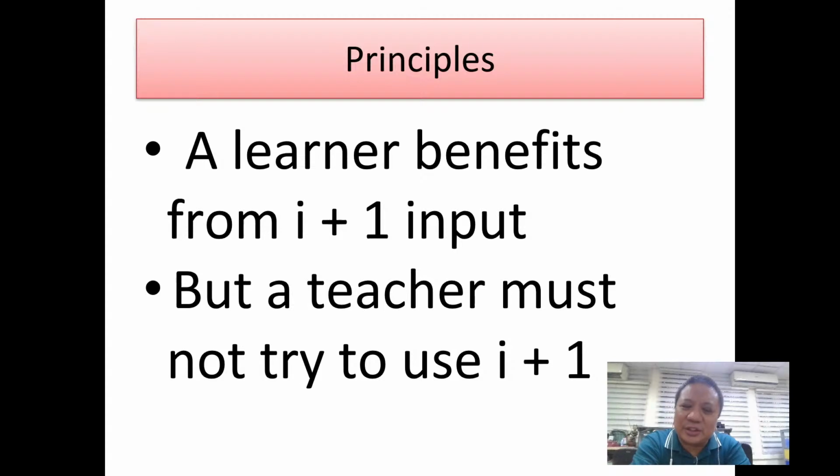Now, according to Krashen, a teacher must not try to use I plus one. Although I plus one is what benefits an individual person, a teacher must not try to use I plus one in the classroom because it will benefit only one person. Rather, a teacher must try to use approximately I plus one in the classroom. And many people will benefit from that, either from acquiring it from first being exposed to it or by being exposed to it the second time or a third time or other times, which serves as review.